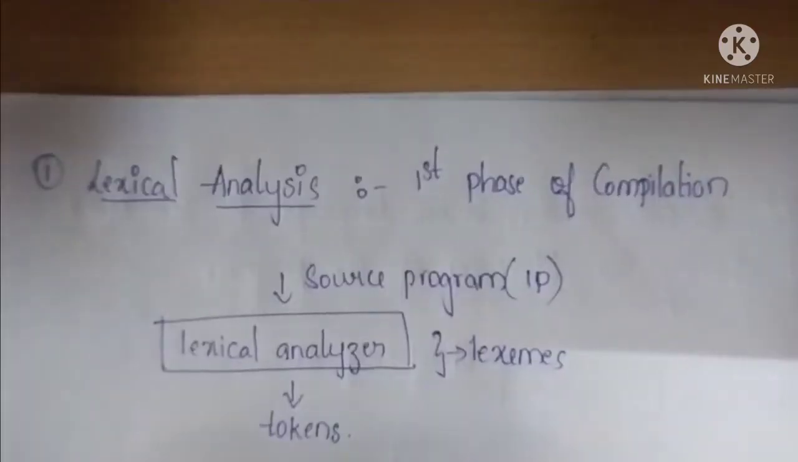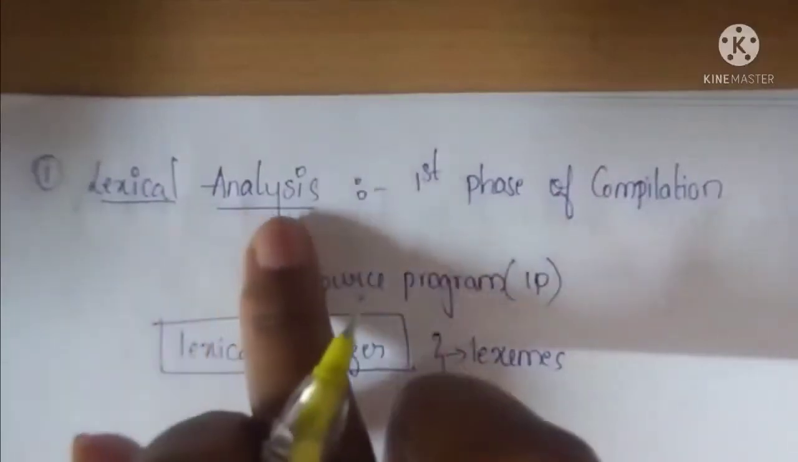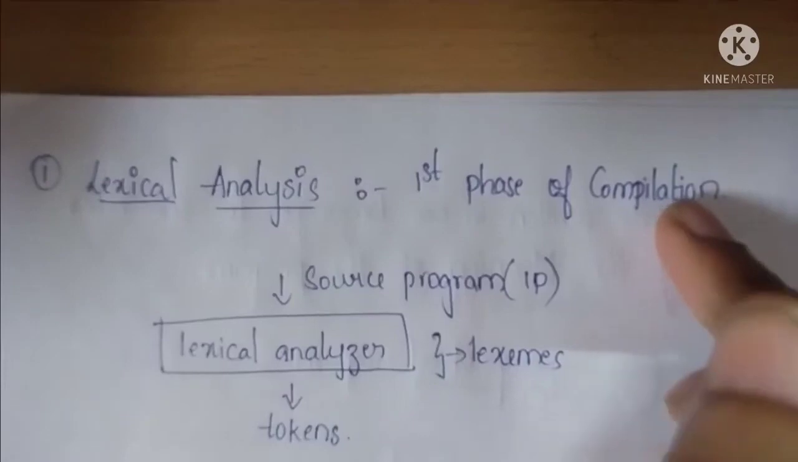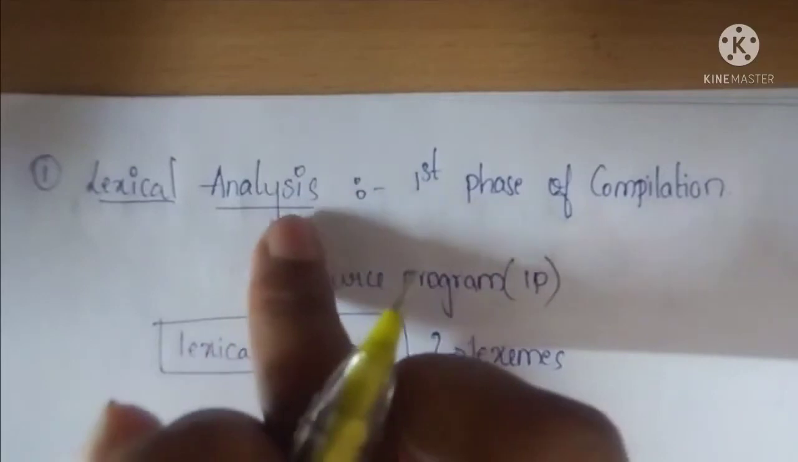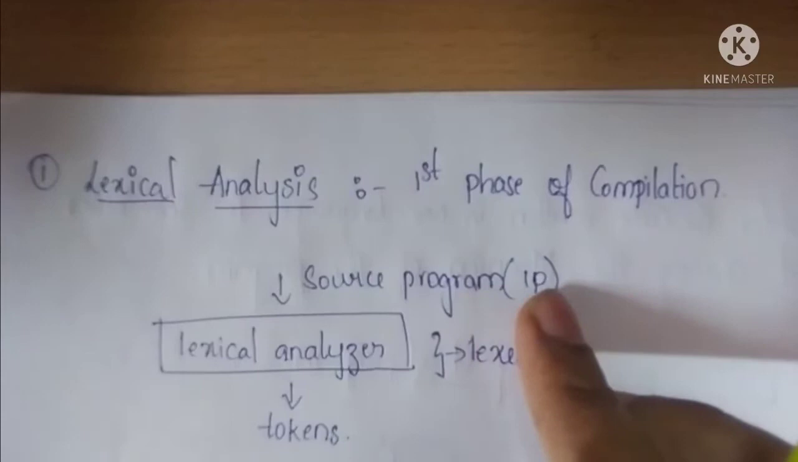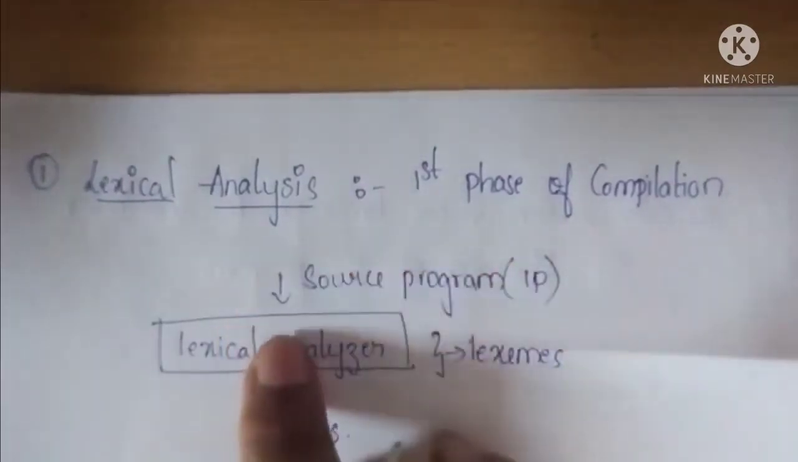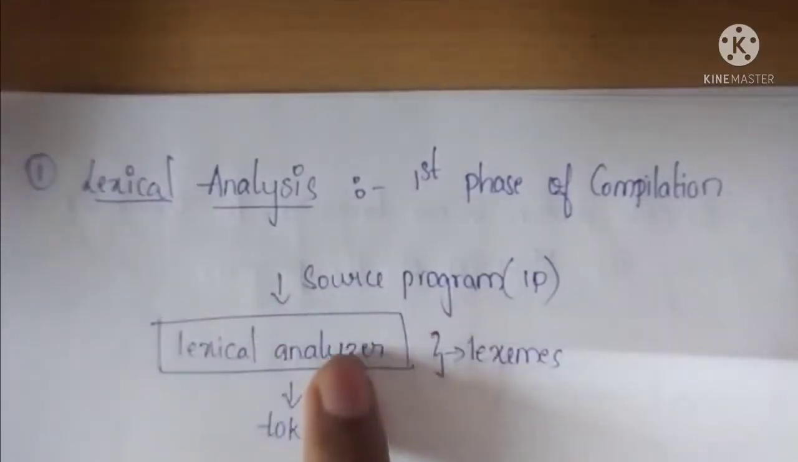We will start with the first phase of the structure of a compiler. The first phase is lexical analysis. This is the first phase of compilation. What will the lexical analysis do? It will take the source program as an input. It will take the source code as an input to the lexical analyzer. The lexical analyzer will transform the characters into the form of lexemes.